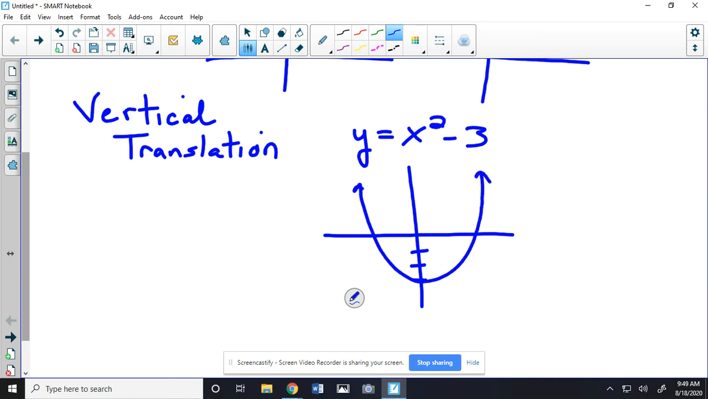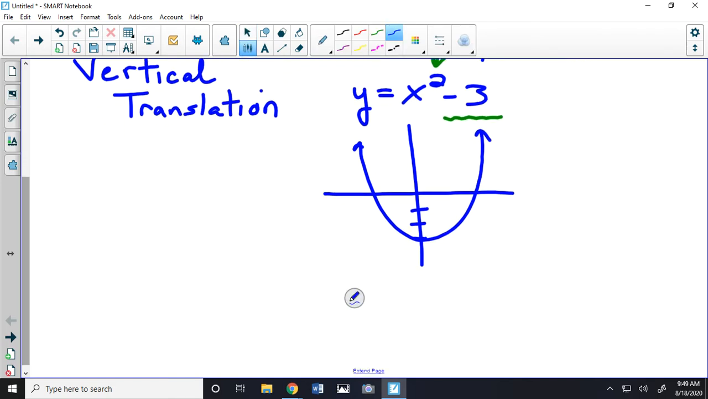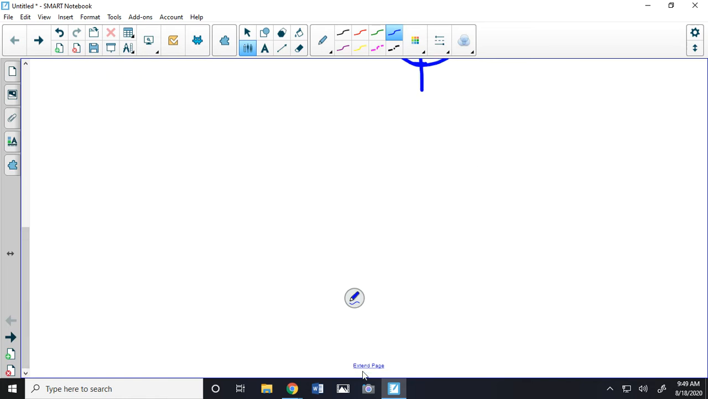So what I want you to notice about this is that the number being added or subtracted comes after the work of the function is done, right? So I think of the function here as the action as being the squaring action. And so once I've done that, then when I add or subtract, that's going to raise or lower the graph vertically. All right, so that's a vertical shift.